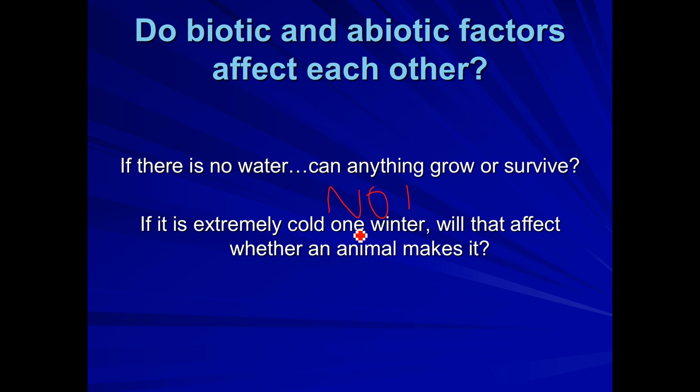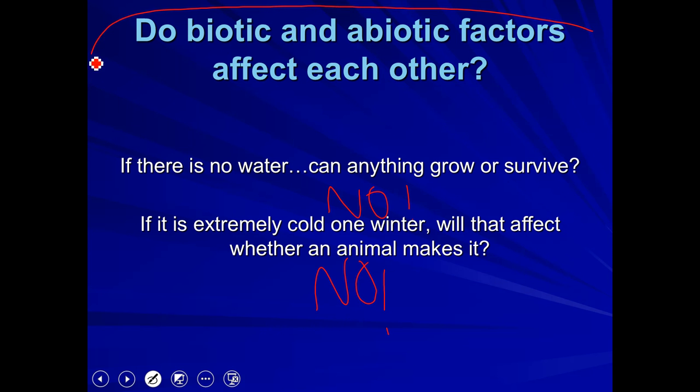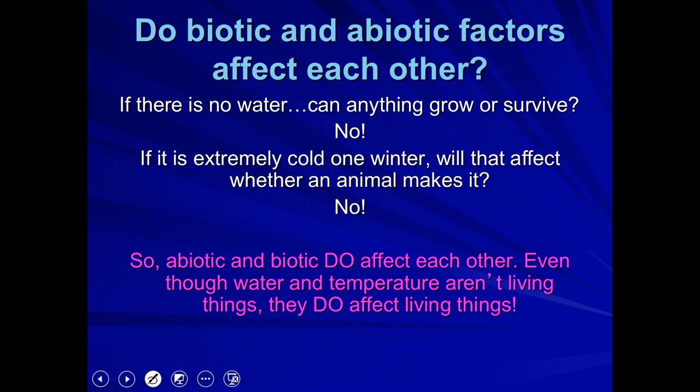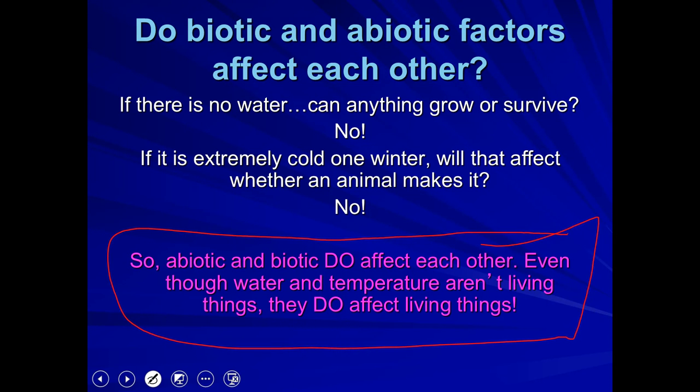If it's extremely cold one winter, will that affect whether an animal makes it? No, it won't affect. So, do biotic and abiotic factors affect each other? Yes, they do. So here we have water, and here we have temperature. So, in conclusion, abiotic and biotic do affect each other, even though water and temperature aren't living things, but they do affect living things.